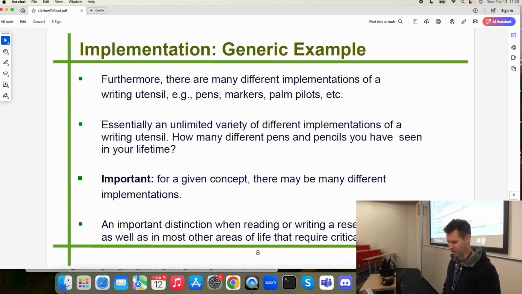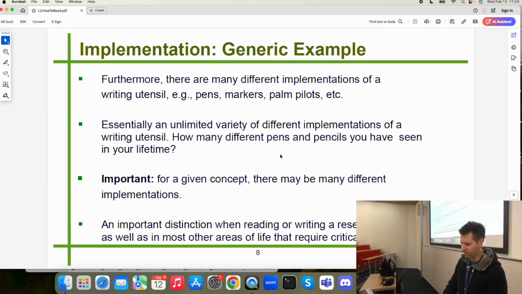We have lots of different writing utensils: pens, markers, Palm Pilots. Well, Palm Pilots, do those still exist, actually? Does anybody know what a Palm Pilot is? Nobody knows what that is, yeah. Anyways, that was an implementation that has come and gone out of existence. I guess they don't exist anymore. An unlimited variety of different implementations have been offered for a writing utensil. How many different pens and pencils have you seen in your lifetime? Right, an unlimited number.